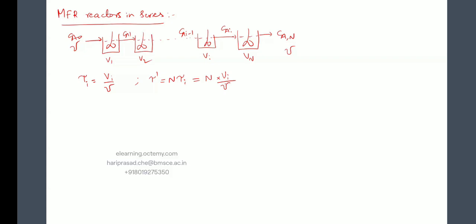Now I will write the material balance around the CSTRs, n number of CSTRs. Let's take the first reactor, that is for n equal to 1. For the first reactor, I am going to write the material balance. So how do you write the material balance for the CSTR? What I told you in the previous class: mole balance equation, input is equal to output plus disappearance plus accumulation. That is in short form.